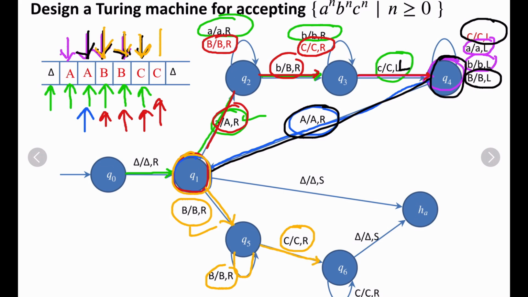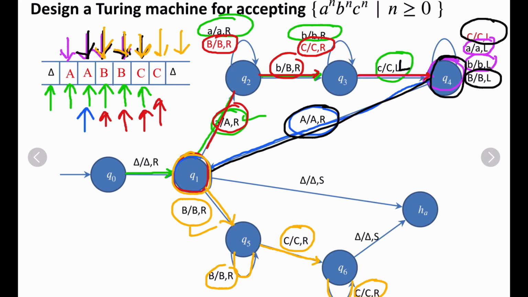Now we are at this place. Read the capital C, replace by capital C, move one step to the right. Now we are at this place. There are no more C's and B's on the input tape.